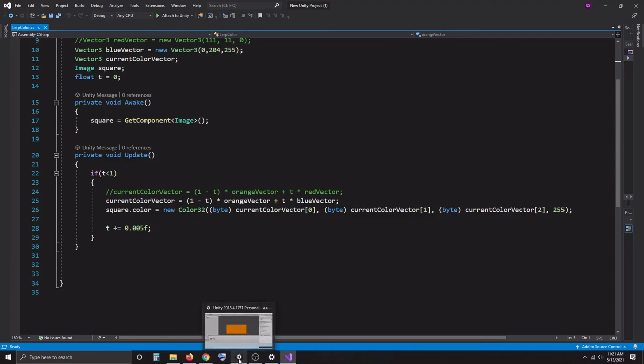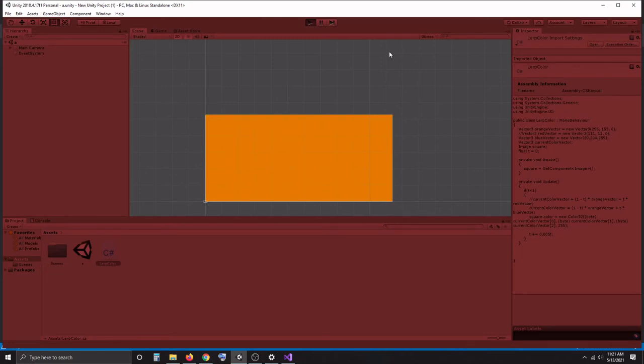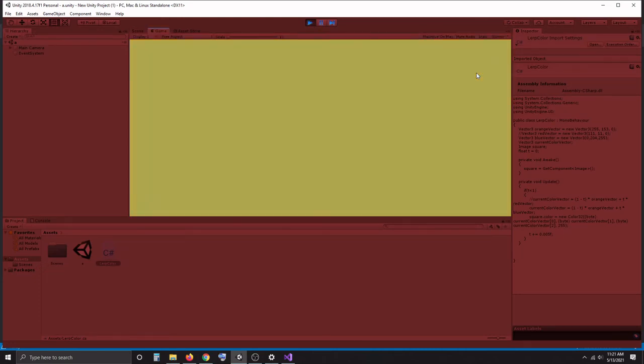So here we go, back into the Unity project. Here we can see our orange color on the screen, and if I hit play, it will run that lerp formula, and we can see the color transition over time.